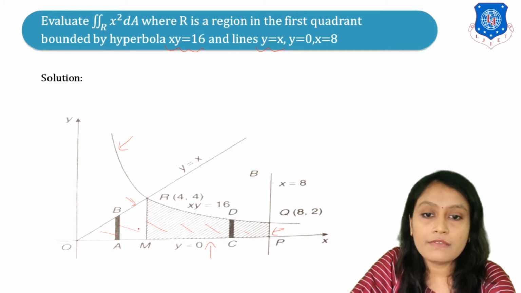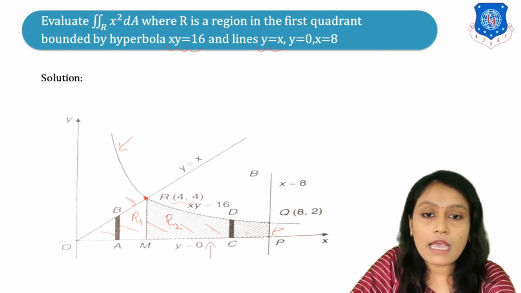Now we have divided this region in two parts, that is the part OMR and the other is MRQP. So we have two regions. This is our first region R1 and this is the second region R2. So we will evaluate this integral over R1 separately and R2 separately, and at last we will add them. But before that we have to find this point R. So how do you get this 4, 4?